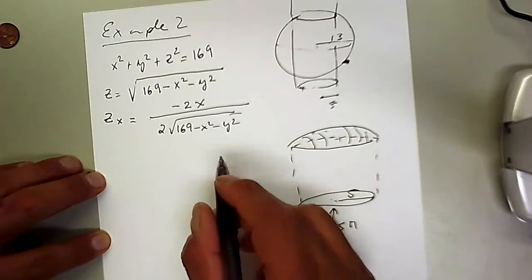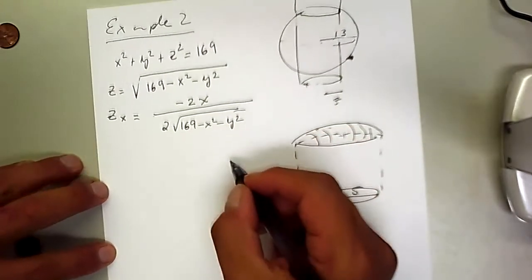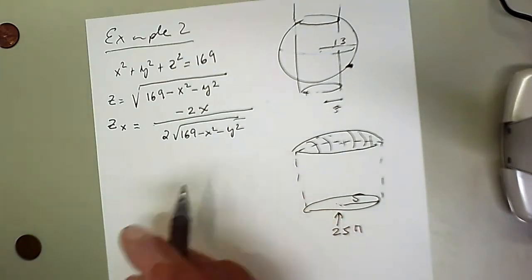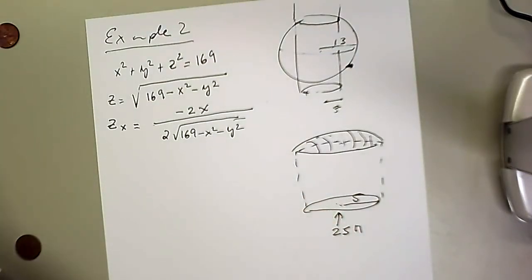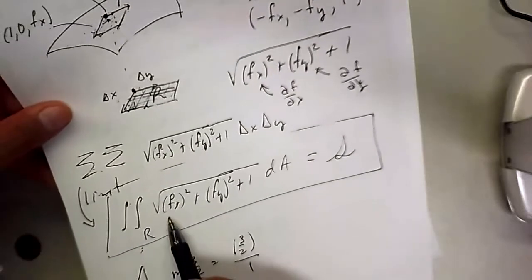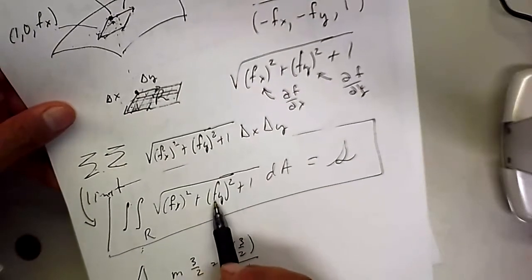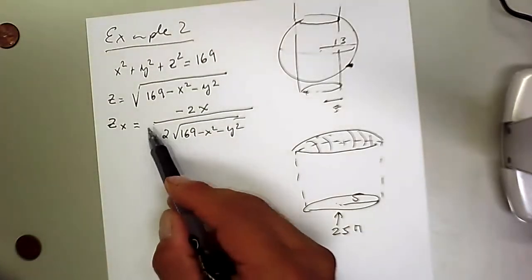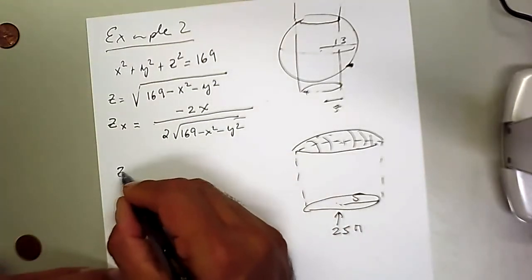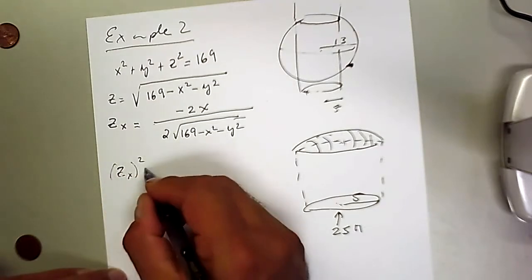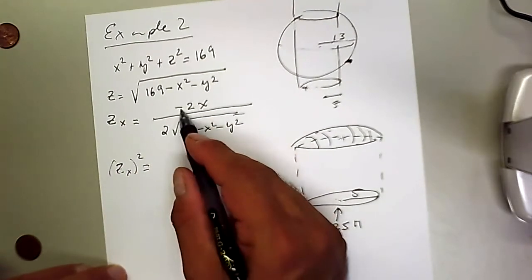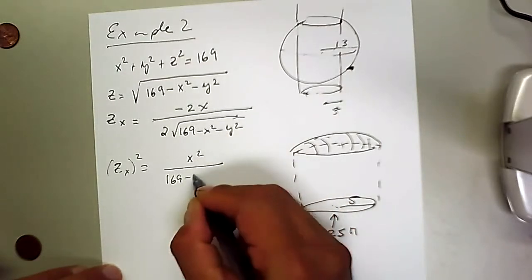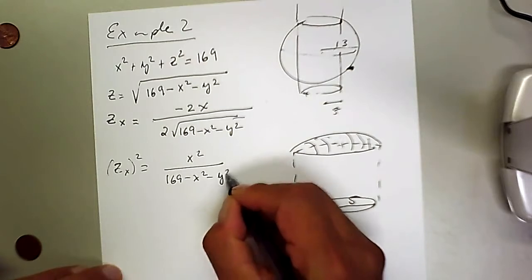I'm thinking for the formula, the formula for the surface area calls for the partial derivative squared plus the other partial derivative squared plus 1. So I want to see what happens when we do this and we square it. So the partial of the function with respect to x squared will be the 2 simplified. The negative will go away as we square. So x squared over 169 minus x squared minus y squared.